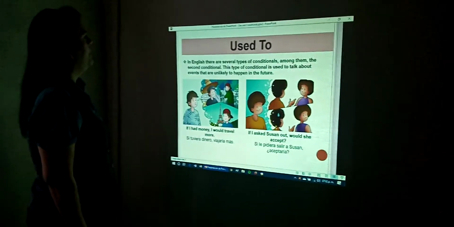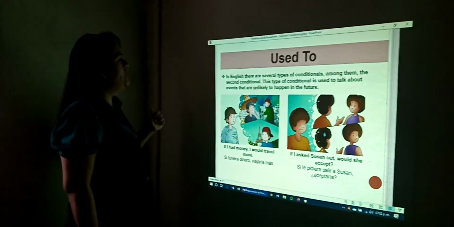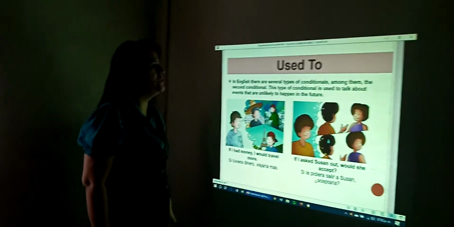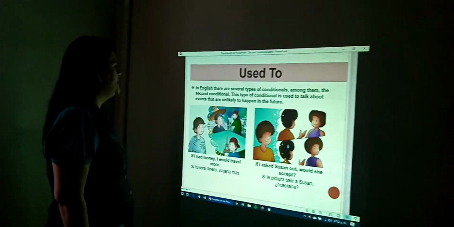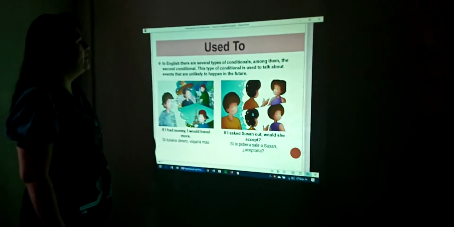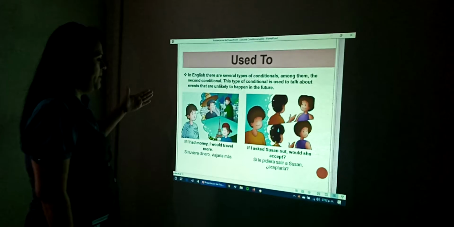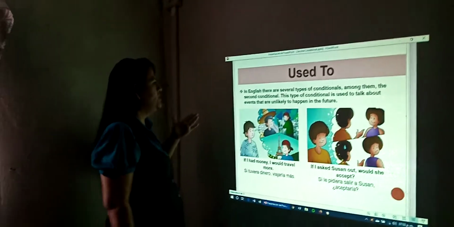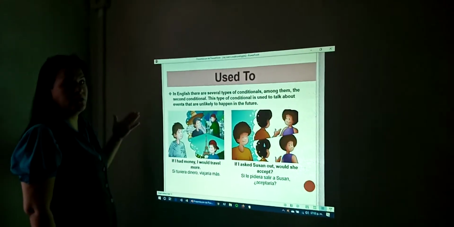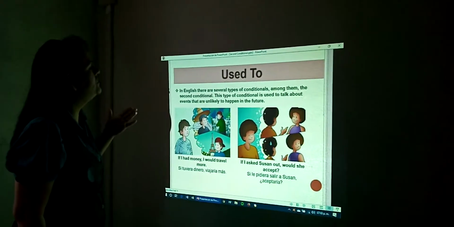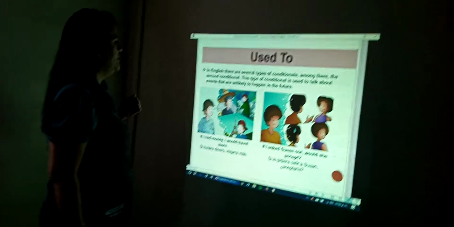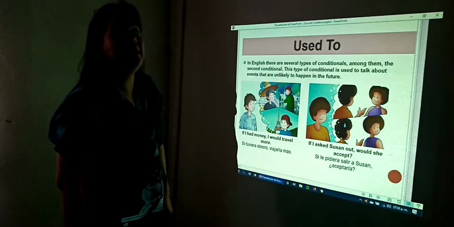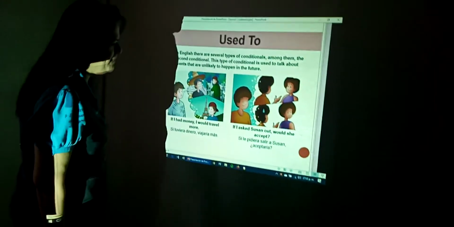Let's see. In English, there are several types of conditionals. Among them, the second conditional. This type of conditional is used to talk about events that are unlikely to happen in the future. Let me read it again and repeat. In English, there are several types of conditionals. Among them, the second conditional. This type of conditional is used to talk about events that are unlikely to happen in the future.